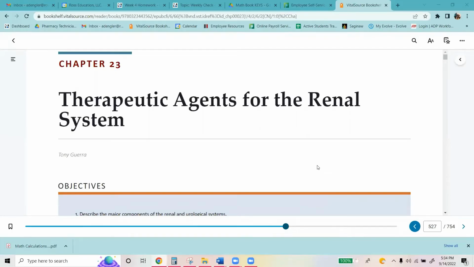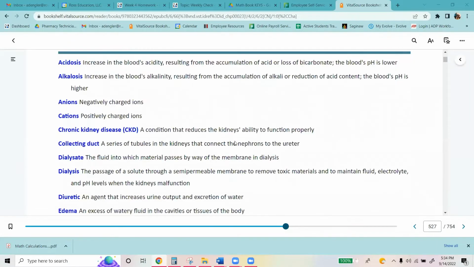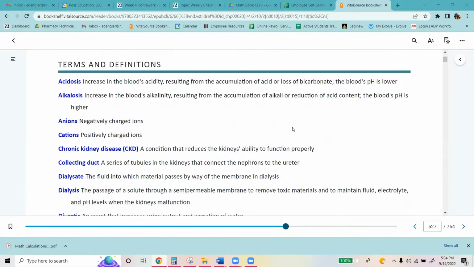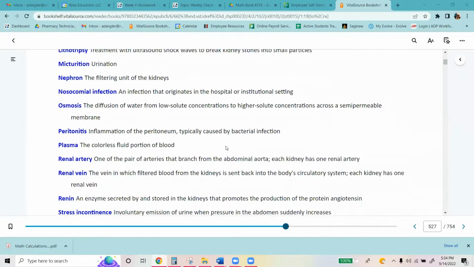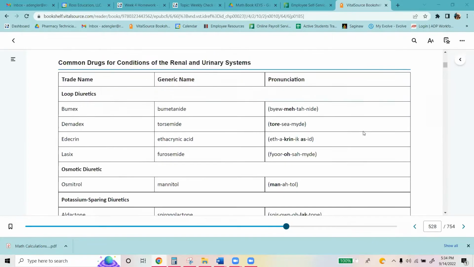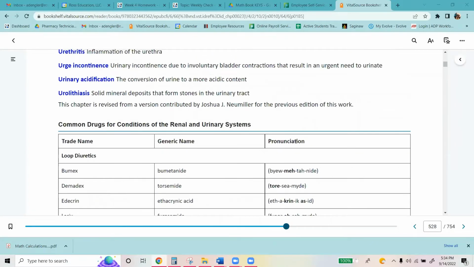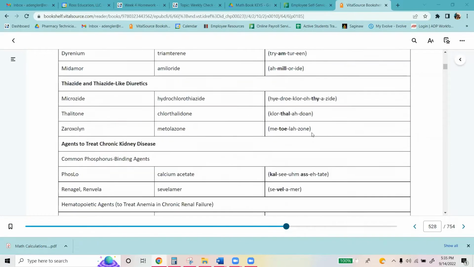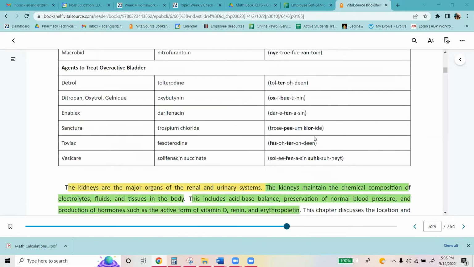Chapter 23, Therapeutic Agents for the Renal System. As always, I will skip past these terms and definitions, but we'll cover them through the chapter. We have our common drugs for conditions of the renal and urinary systems. As always, great to practice the pronunciations of the generic medication names.